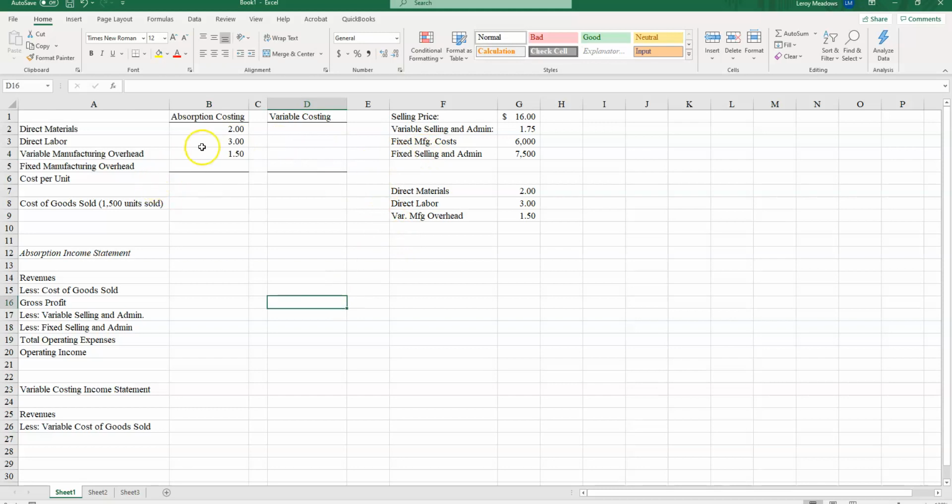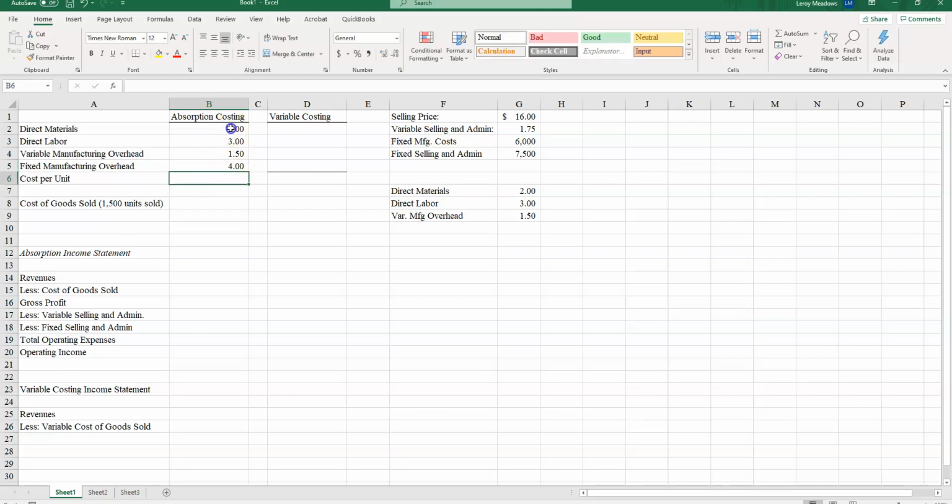And then under absorption costing, we include fixed manufacturing overhead because that is an actual product cost. So how am I going to compute my fixed manufacturing cost per unit? Well, I'm simply going to take my total fixed manufacturing costs, 6,000, and divide it by the number of units we sold. In this case, we produced and sold 1,500 units. We marked it right here. So when I take 6,000 and divide it by 1,500, I should get $4 per unit.